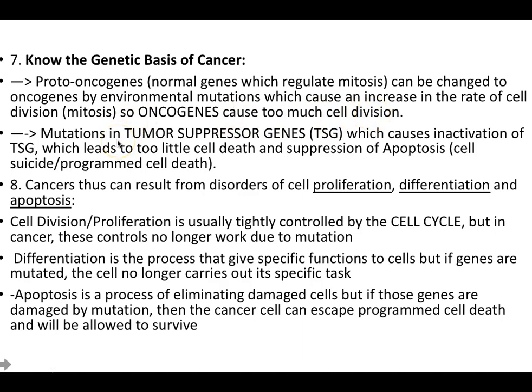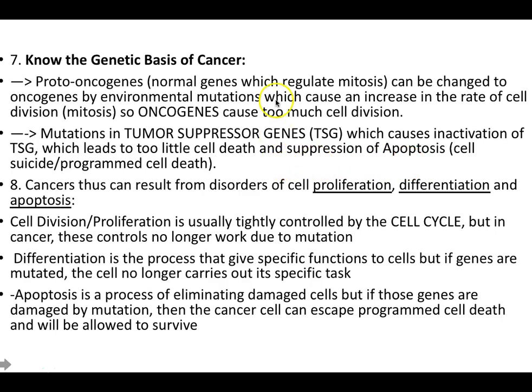Or a primary cancer is going to be biopsied and the people are going to look at it and find that it's a mutation in a tumor suppressor. What the mutation does is it inactivates the tumor suppressor. And that means that you have too little programmed cell death. And apoptosis is the scientific medical term for cell suicide, programmed cell death.